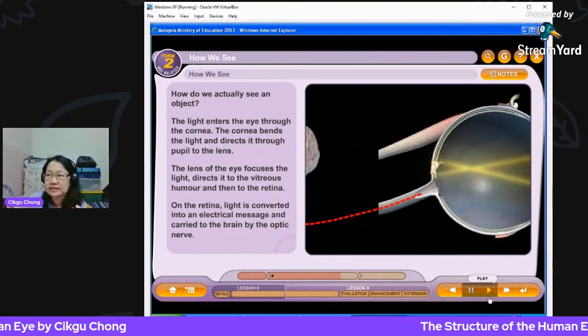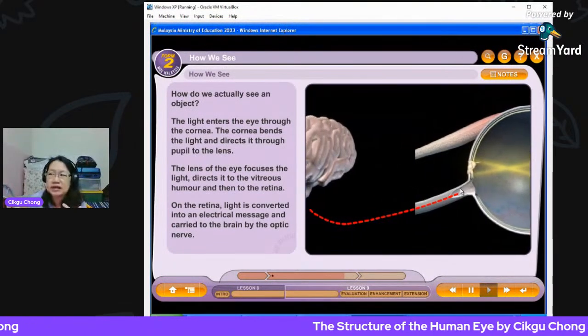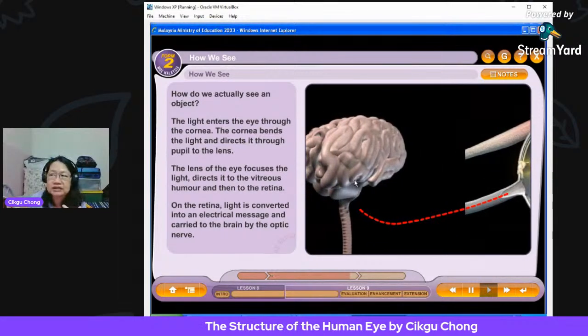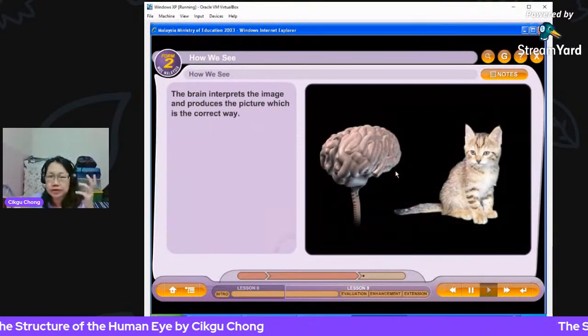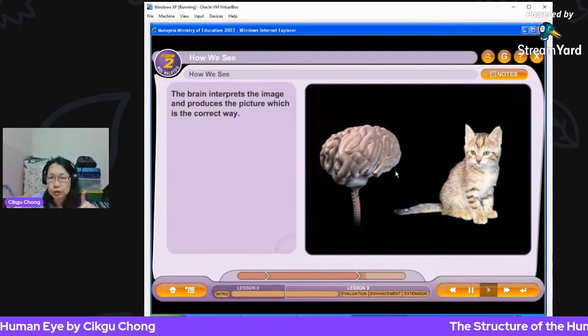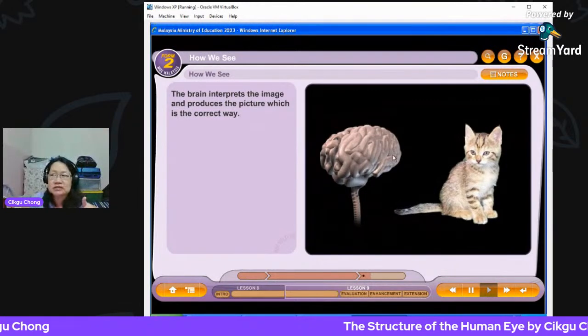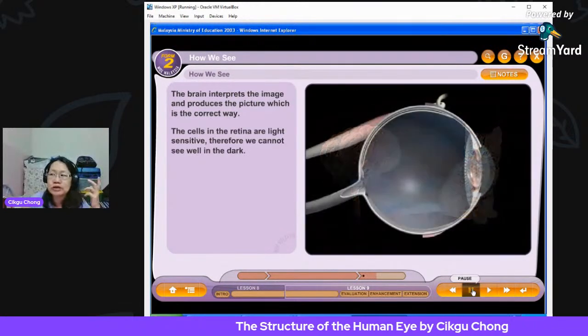Okay, so let's see the video again. Yeah, see, continue, right? You see the light? So it's going to carry to the brain. The brain will interpret and see, oh, this is a cat I'm looking at. And then of course, you can do the appropriate response.